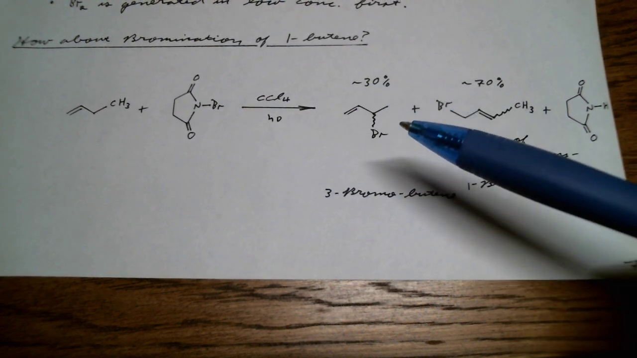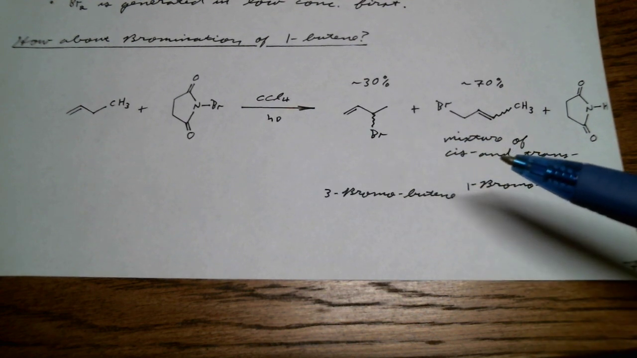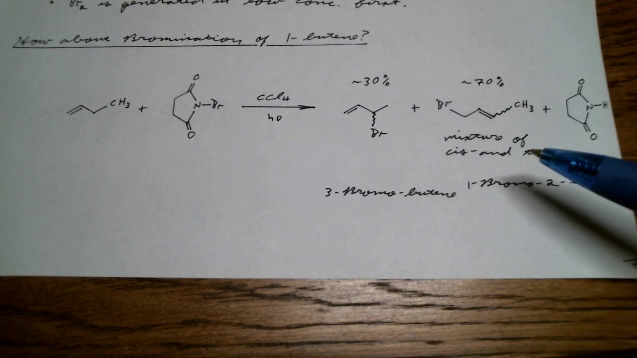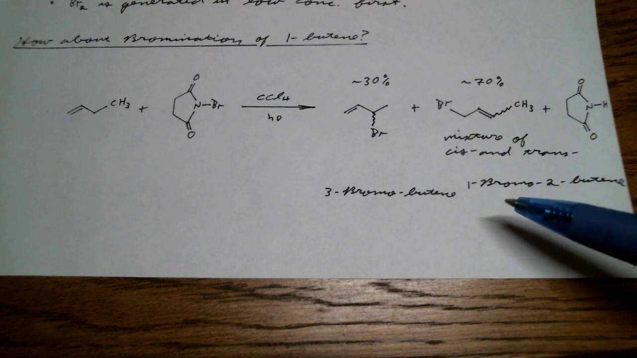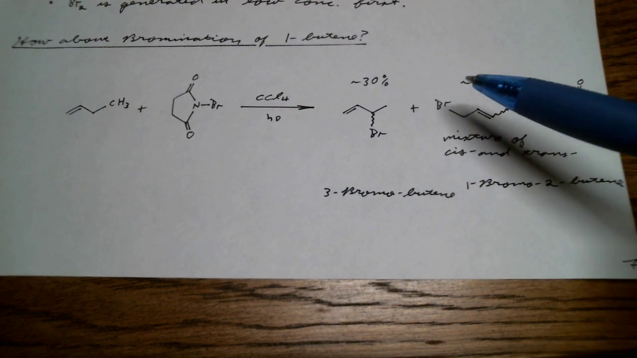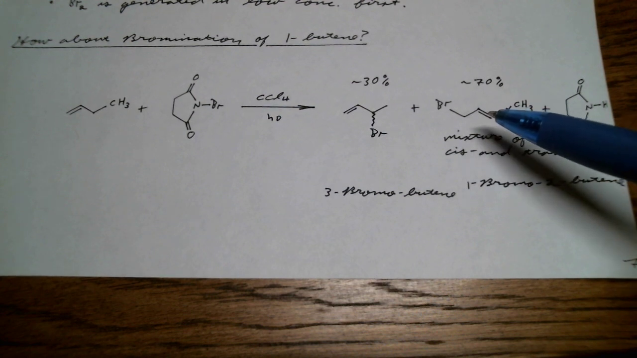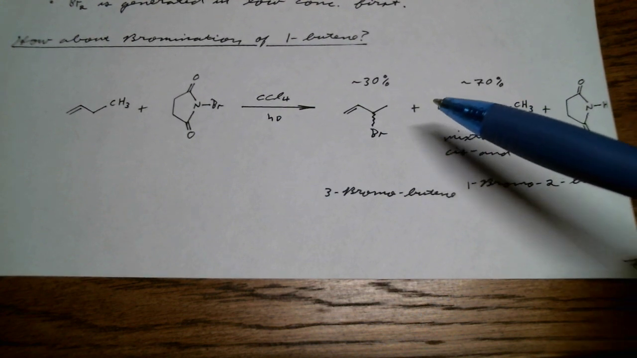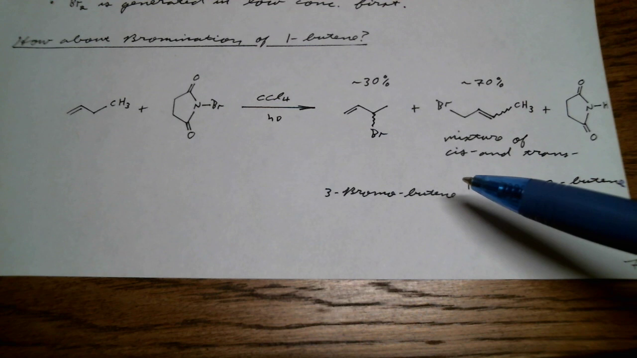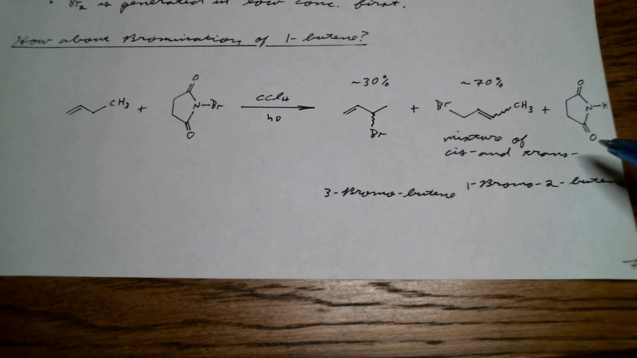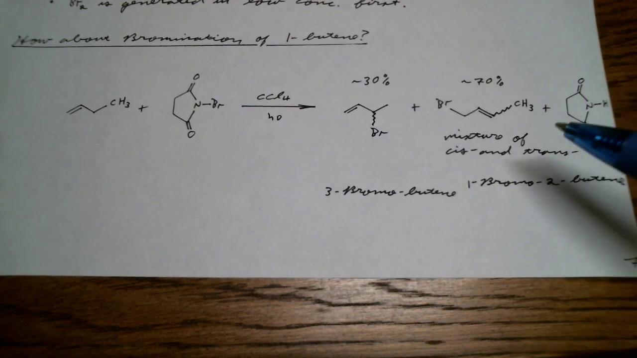We only get 30% of that product, and in fact, we get 70% of a mixture of cis and trans 1-bromo-2-butene molecules. So we've still got our 4 carbons, 1, 2, 3, 4, except our bromine is now at one of the terminal carbons. And of course we get our succinimide and HBr.